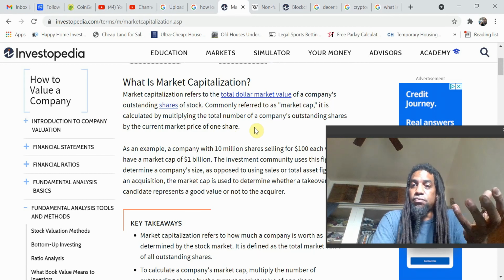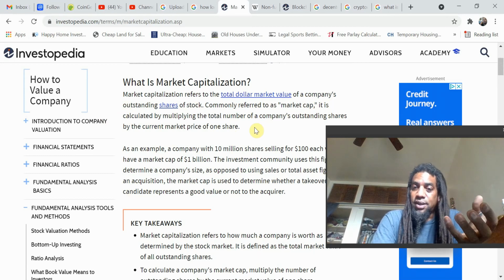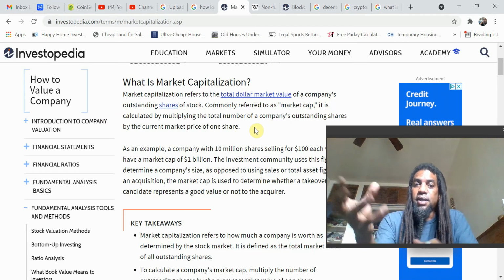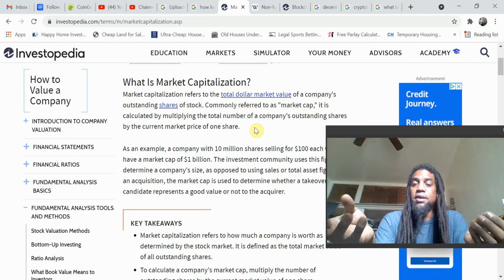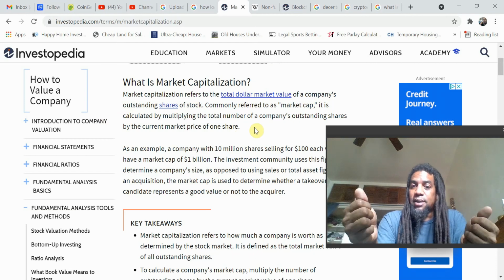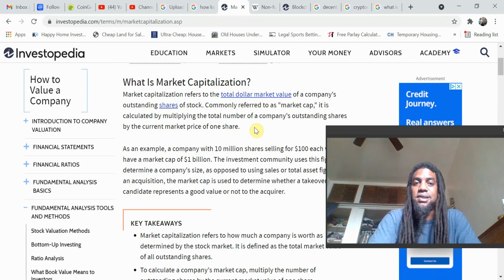It's just how many coins you have in circulation times the price that you're selling them for, which gives you the total market cap. That's basically how much money the company has for the coin that you're buying. It's about as simple as I can make it.